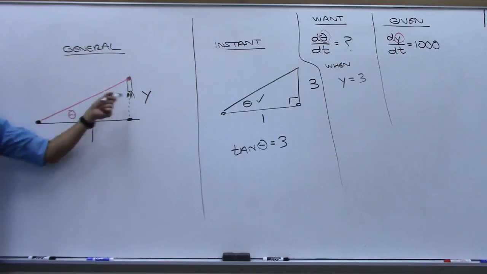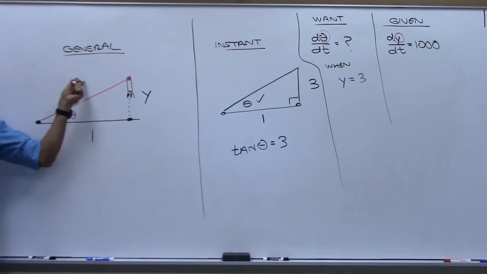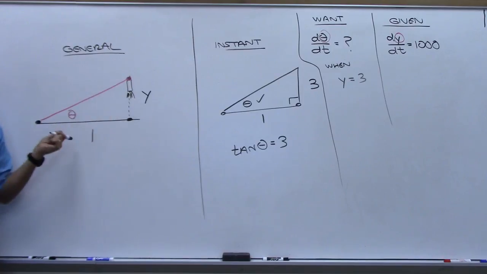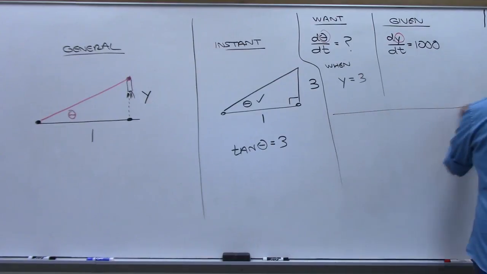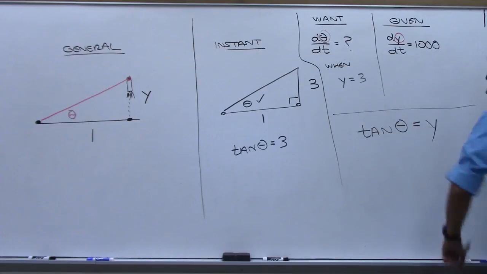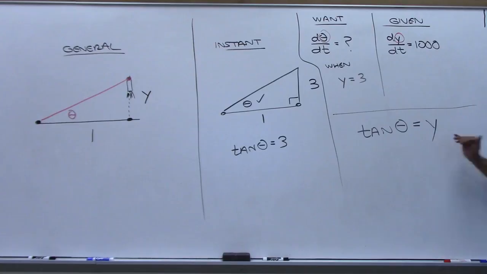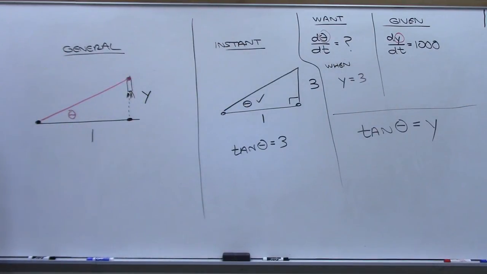Can anyone connect y and theta together? Sine? Sine would need the hypotenuse, which we don't know. But tangent uses y and 1, and 1's not changing, right? So I could use the equation tangent of theta is y. Once you find an equation, take the derivative with respect to time, implicit differentiation with respect to time. This is what you would do in Cal 1. That's the same thing we're going to do here.